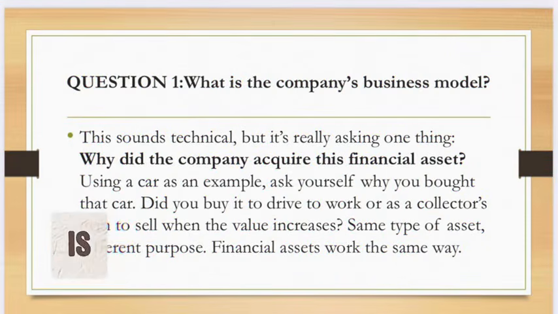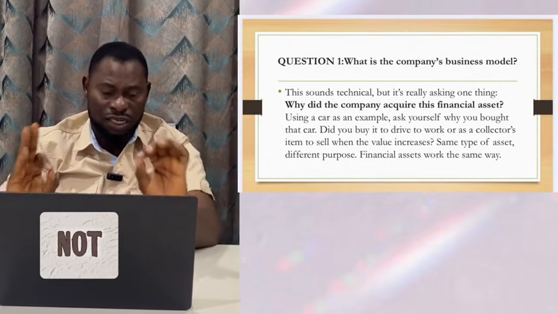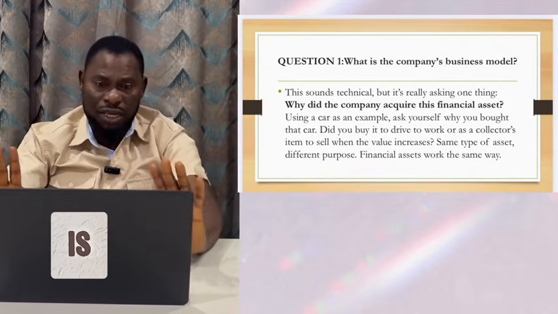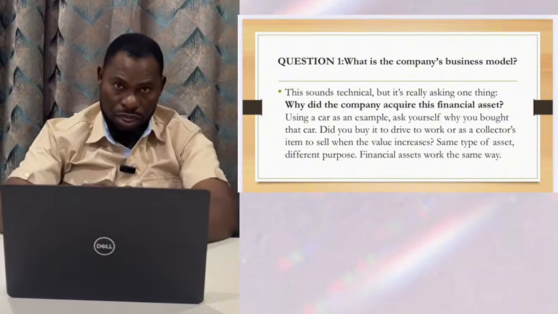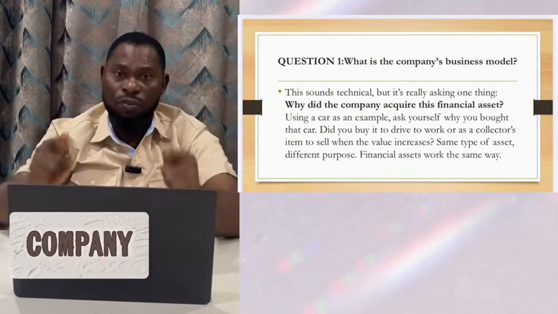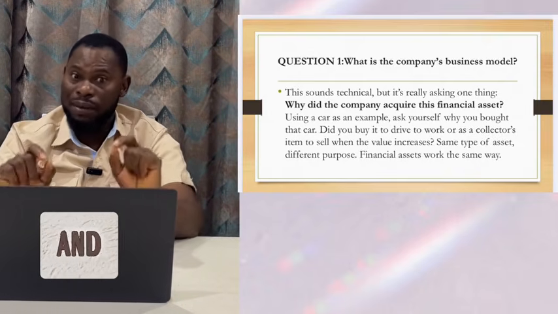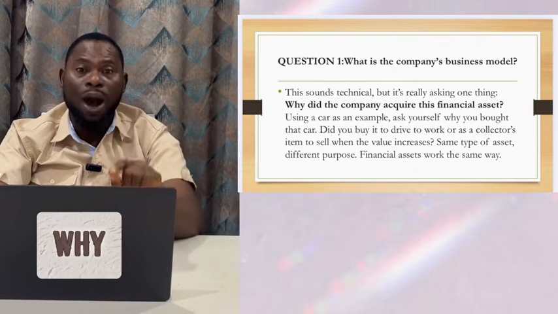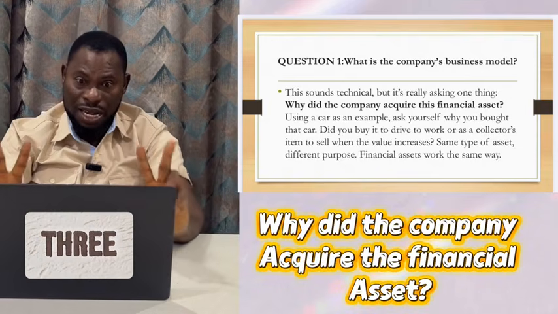Question number one is very simple for IFRS 9 financial instruments. The first question you need to ask is, what is the company's business model? When you hear business model, it sounds technical, but it's not. It's just asking a simple question: why did the company acquire that financial asset that it holds? So the company holds a financial asset, or the company acquired a financial asset. By asking that question, you are simply saying, why did that company acquire the financial asset in the first place?